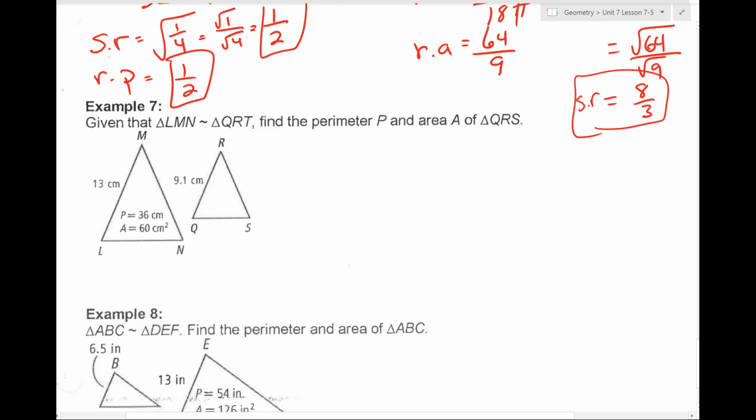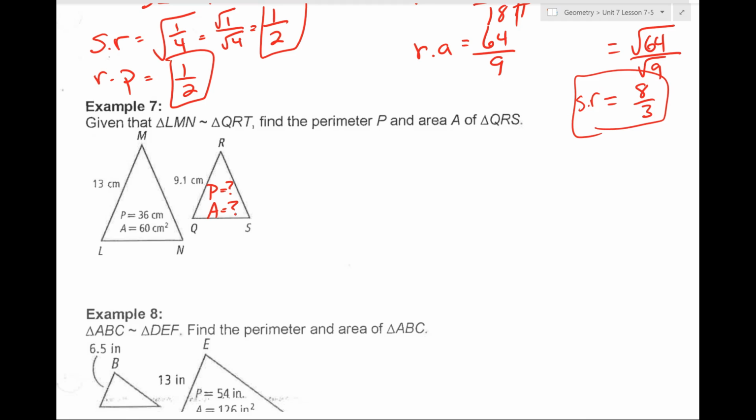So on this first one, on example 7, it says you're given the fact that triangle LMN is similar to triangle QRT. So I know they're similar. And I want to find the perimeter P and area A. So perimeter, don't know, and area of the smaller triangle QRS. But I'm looking at this and I have to ask myself, I have to have one of the 3 ratios we've been talking about. Either perimeter, similarity, or area.